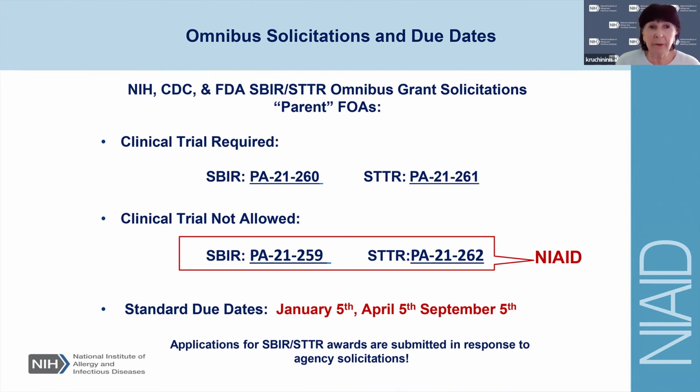Omnibus solicitation. We have 4 omnibus solicitation parent announcements: 2 of them clinical trials required, SBIR and STTR, and 2 of them clinical trials not allowed, SBIR and STTR. My institute is participating only in clinical trials not allowed, SBIR and STTR. Standard due dates, 3 times a year.